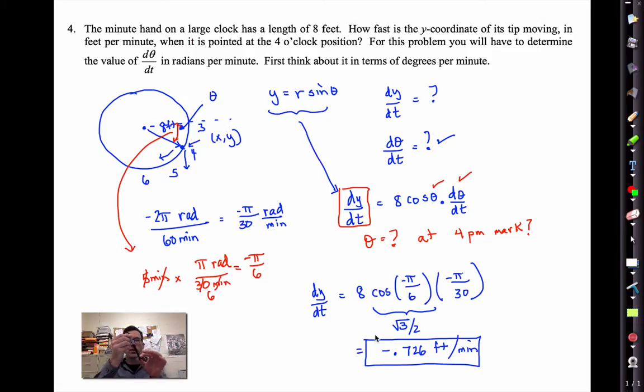I'm happy with the fact that it's negative, because at that time, the minute hand should be going down. The tip of it should be going down. If we figured out dx/dt, which we didn't, but if we did, we'd also find that that was negative, because the hand was moving to the left overall.